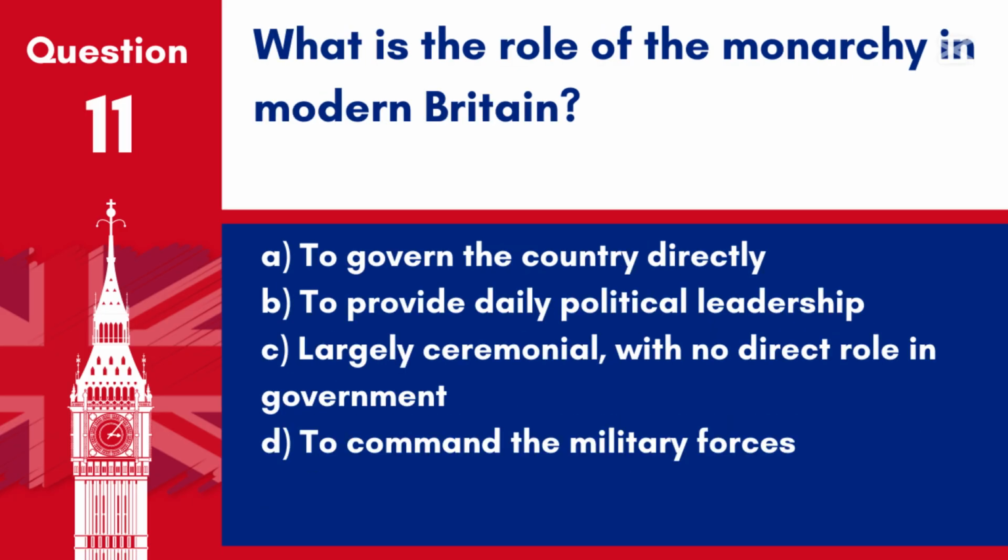Question 11. What is the role of the monarchy in modern Britain? A. To govern the country directly. B. To provide daily political leadership. C. Largely ceremonial, with no direct role in government. D. To command the military forces.